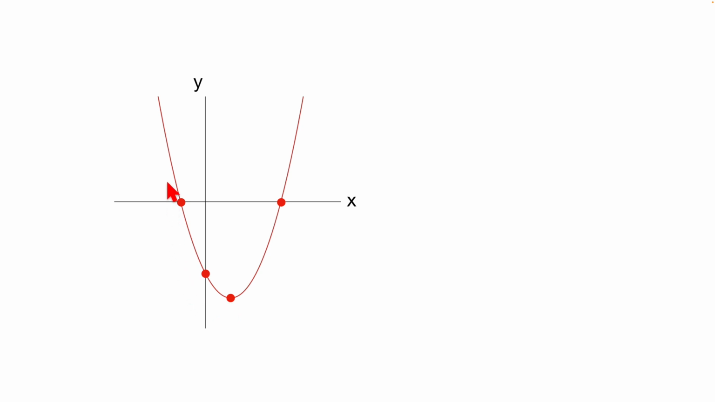Why is it a turning point? Well, the gradient here is negative. The gradient on this side is positive. And at this point here, the gradient is absolutely 0. It goes straight across here. The tangent would go like that. And that is the turning point.